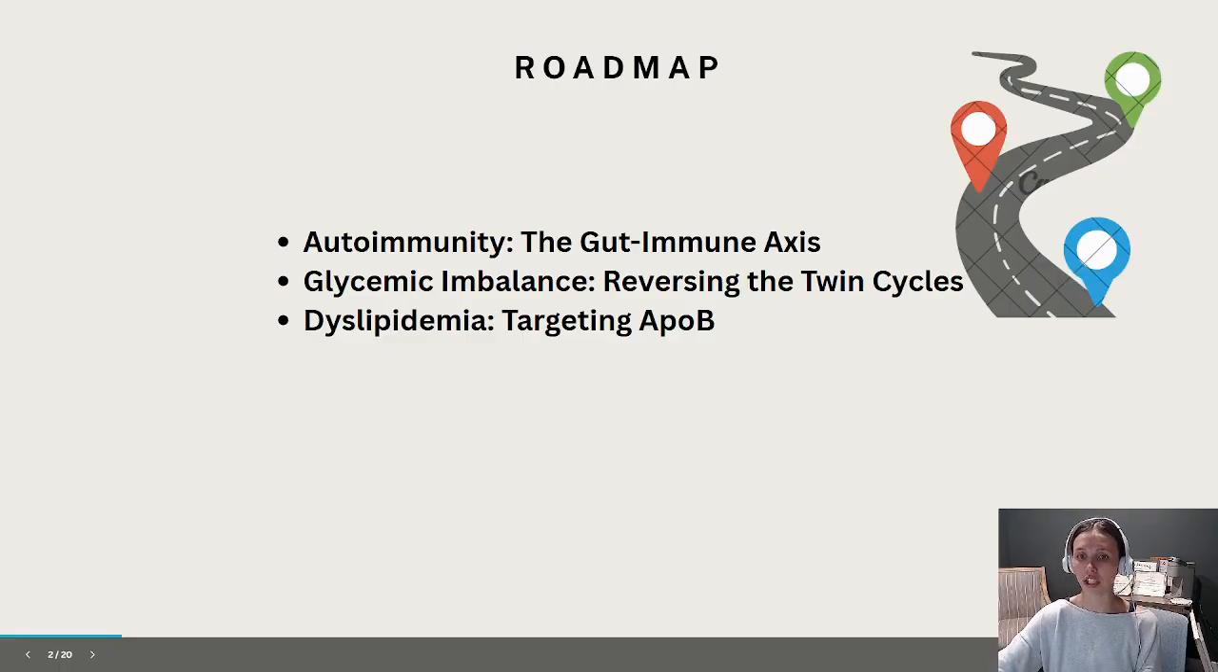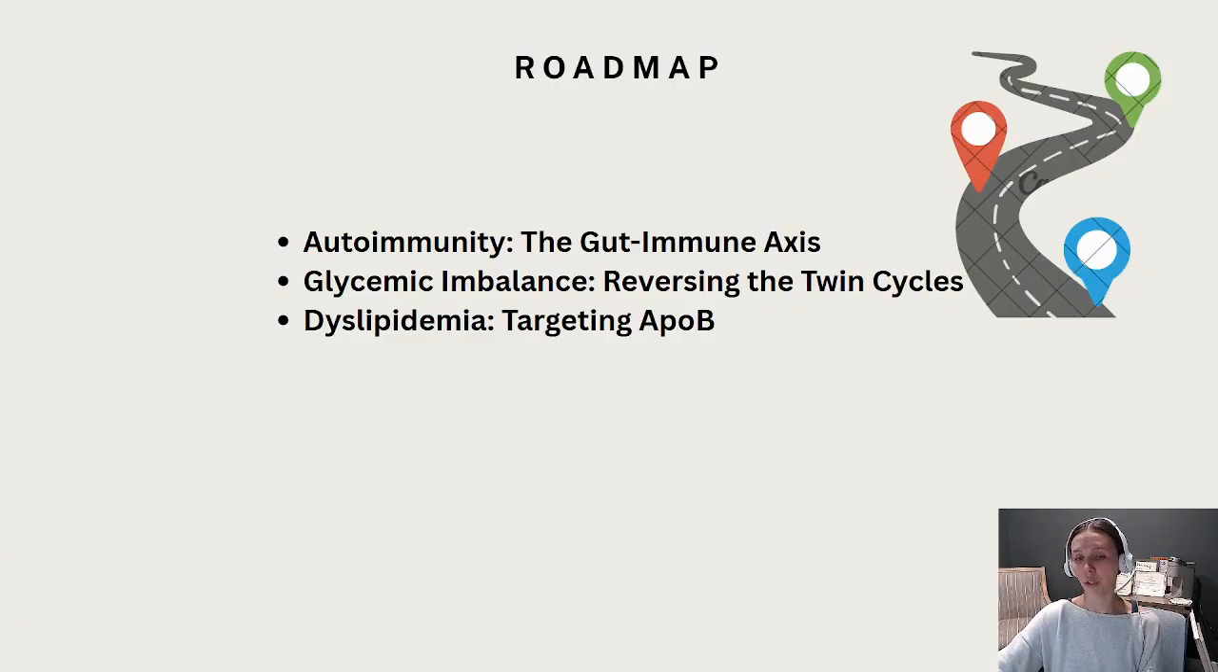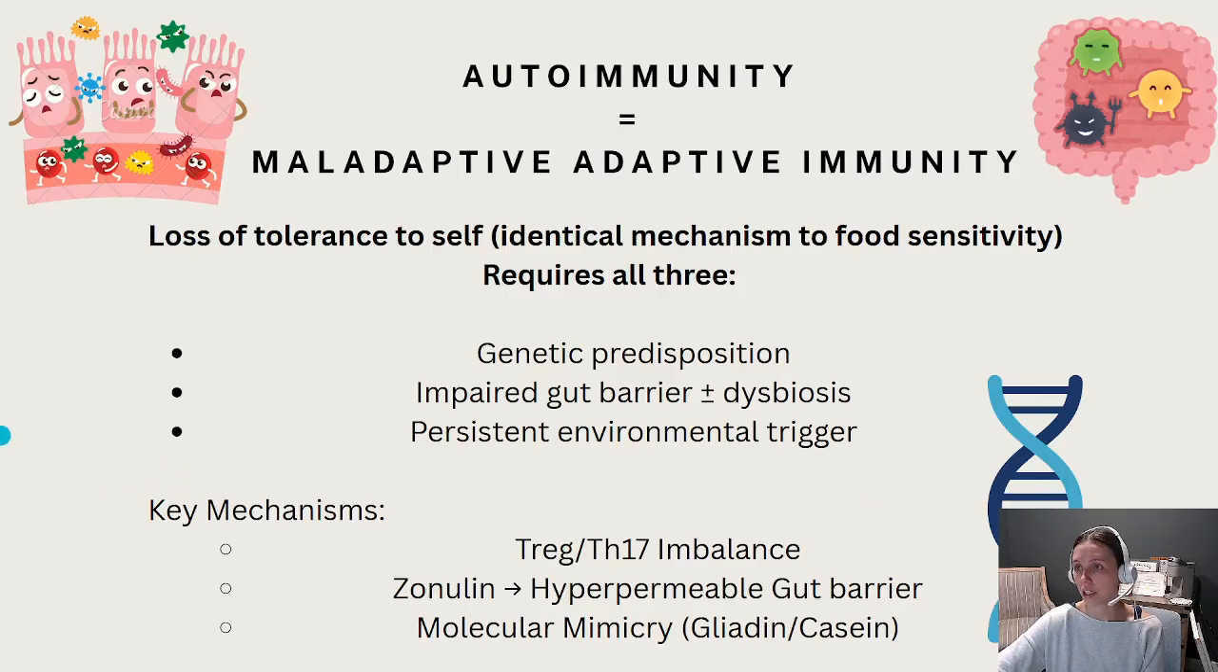So we're going to cover each condition in three parts. First, we're going to start with the core pathophysiology, so what's actually going wrong with the body. Next, we're going to look at the dietary levers that we can pull to address it. And then the third is we're going to look at a simple and actionable prescription that you can communicate to your patients. So we're going to start with autoimmunity.